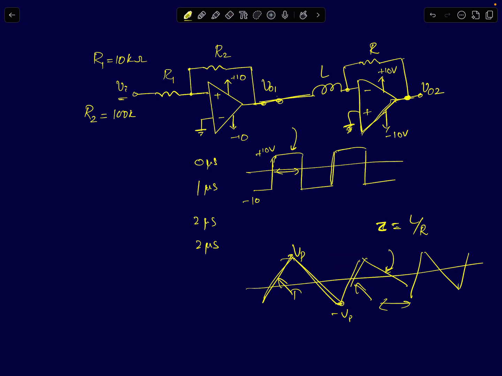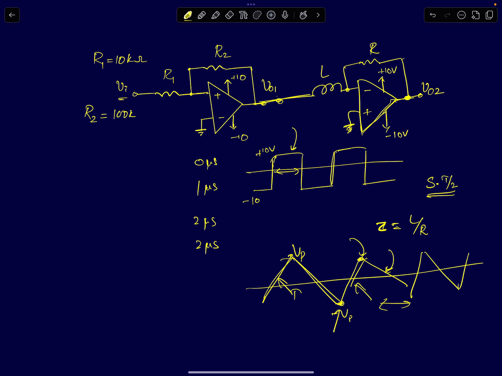How do you do that? Multiply your slope by T/2, half cycle. That will tell you the peak to peak voltage. I mean, what was the net change in the voltage from the minimum voltage to the maximum voltage? Yes, slope times T/2 will tell you that.